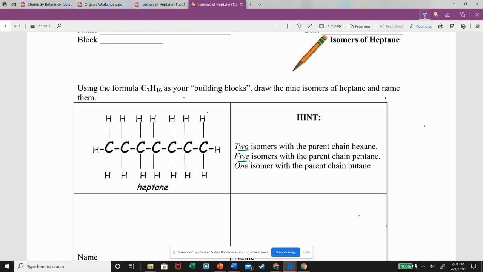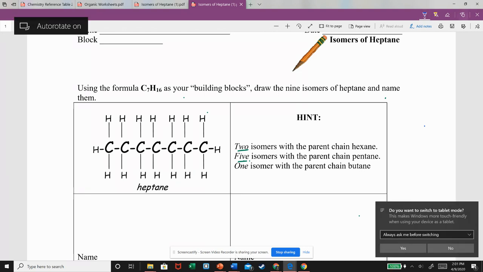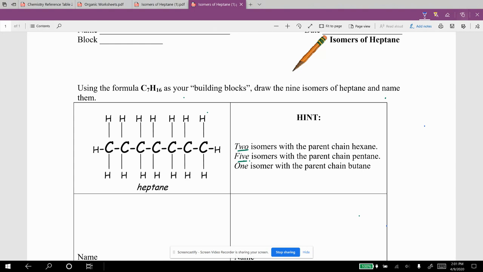And I'm going to switch to tablet mode because it makes writing on my screen that much easier. Okay, so an isomer, and yes, it's going to ask me about my auto rotate. Yes, I want to auto rotate.